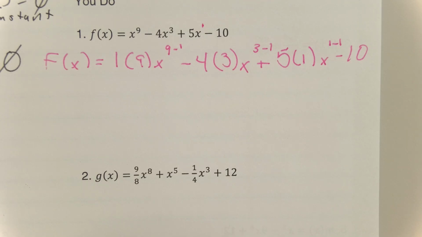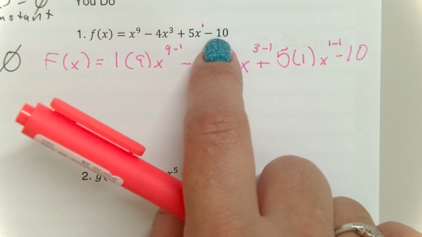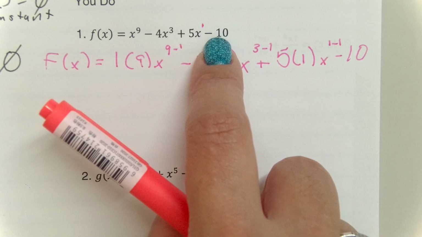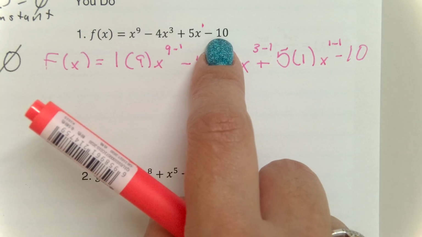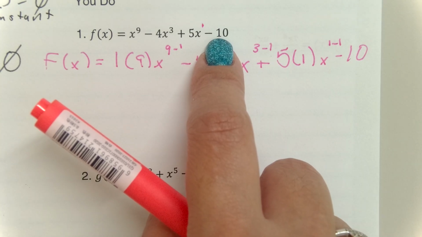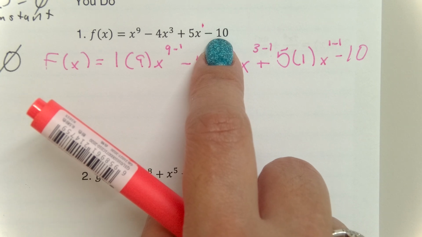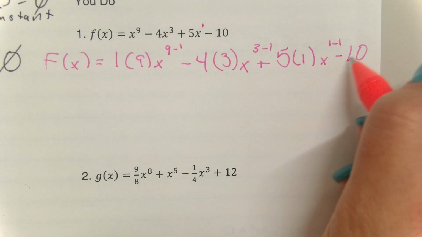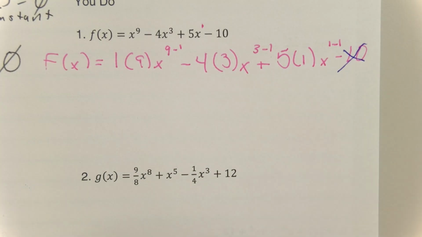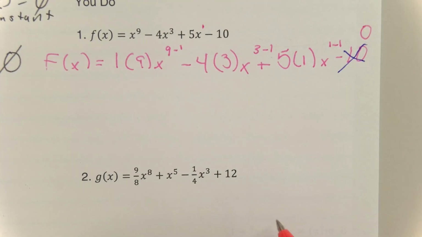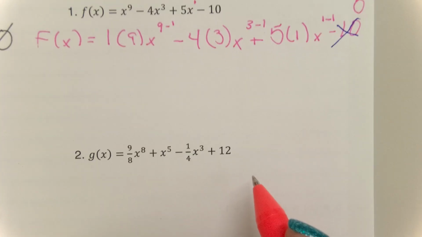Good question. Okay, that's fine. What is negative 10 called? I mean, mathematically, what is negative 10 called? A constant. What is the derivative of a constant? 0. So instead of 10, what should this be? 0. That's so. Okay.